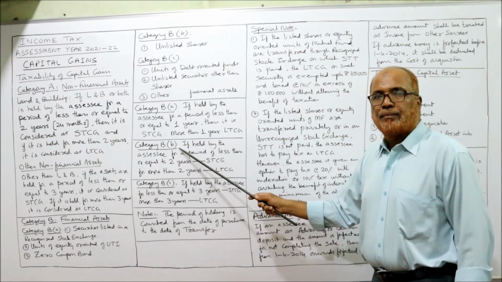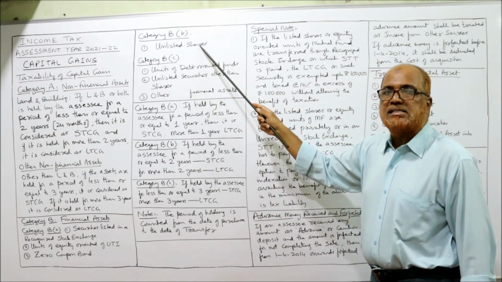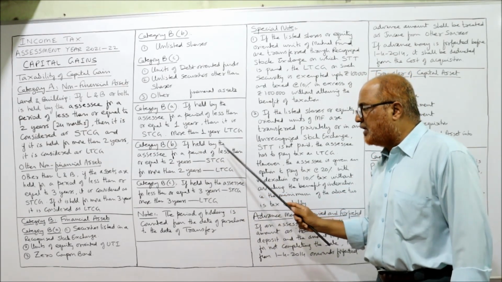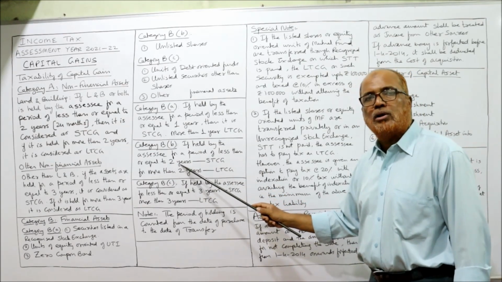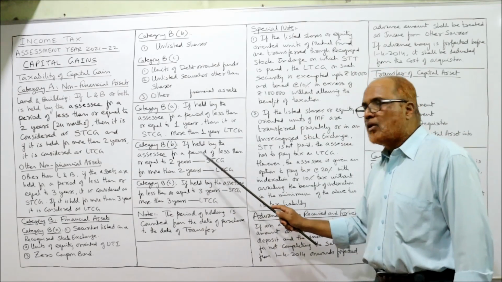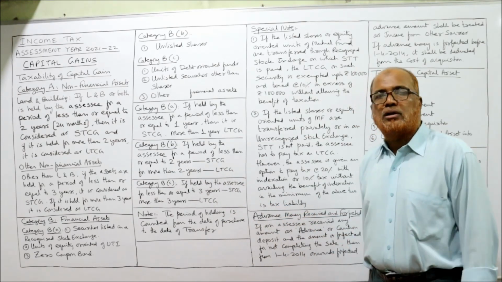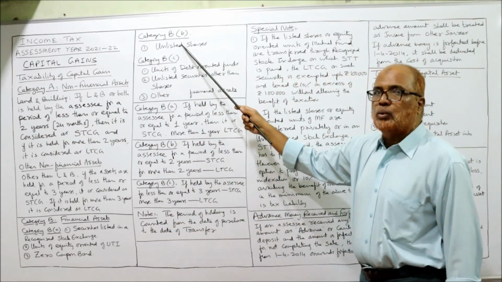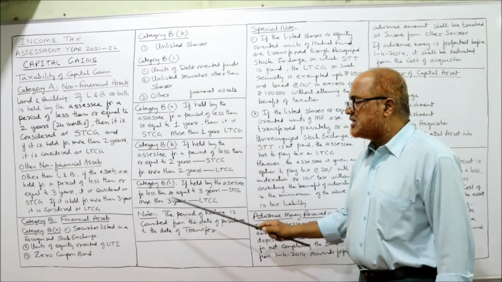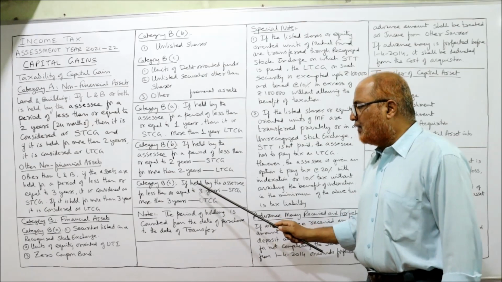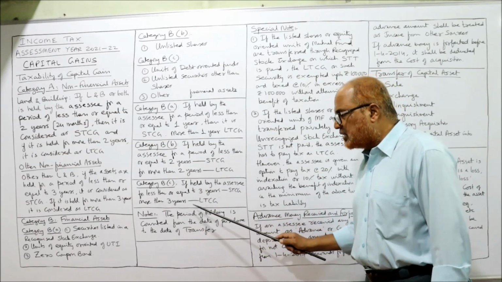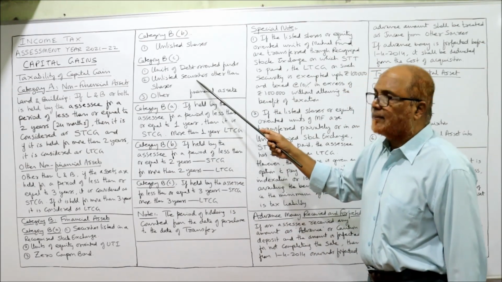Now B category. What are we having in B category? Unlisted shares. For unlisted shares, if held by the assessee for a period of less than or equal to 2 years, short term capital. For more than 2 years, long term capital. So here it is 1 year. For B, it is 2 years, and for C, it is 3 years. So if held by the assessee for less than or equal to 3 years, short term, more than 3 years, long term, for C category.